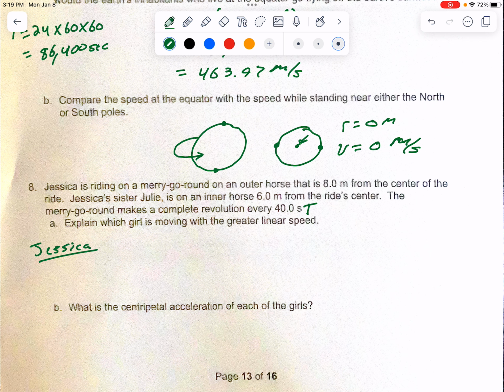So Jessica, velocity is 2 pi. Her radius is going to be 8 meters over her time, which is 40 seconds. And that's going to give a velocity of 1.26 meters per second.